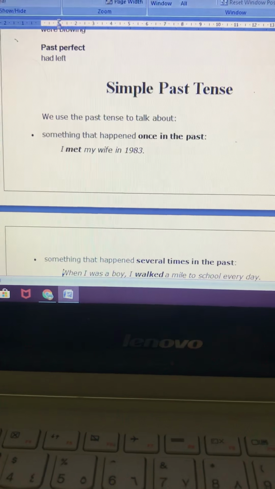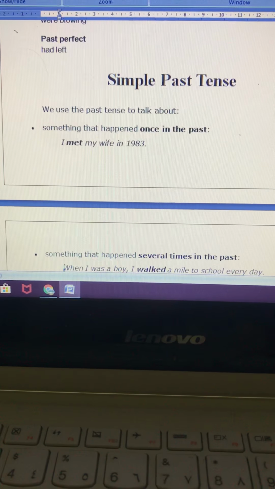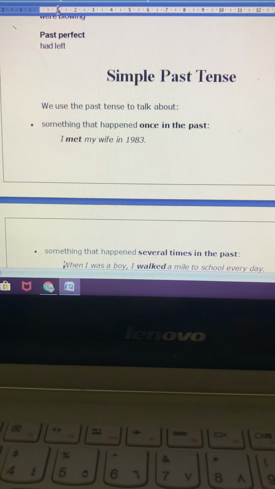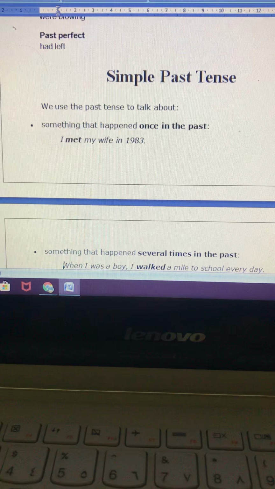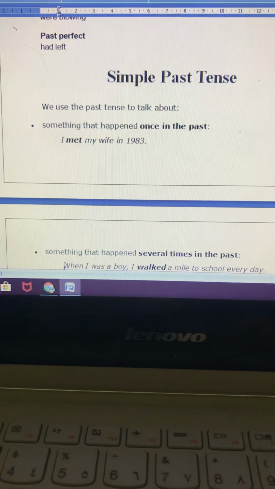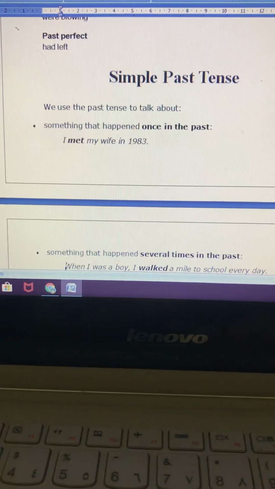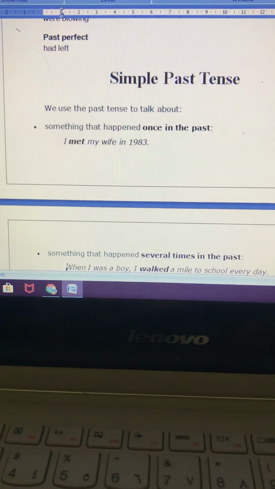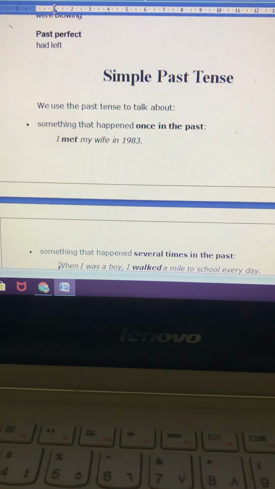So we use the past simple to talk about something that happened once in the past, like I met my wife in 1983. So the first usage of the simple past is to talk about something that happened once in the past, like I met my wife in 1983. Here we have the verb met.